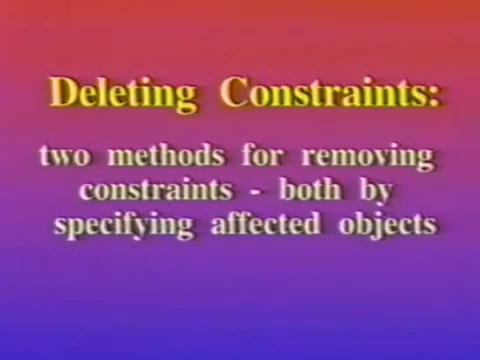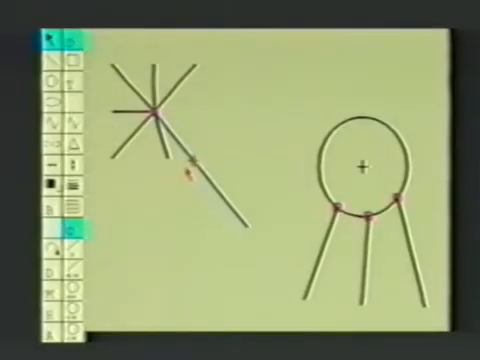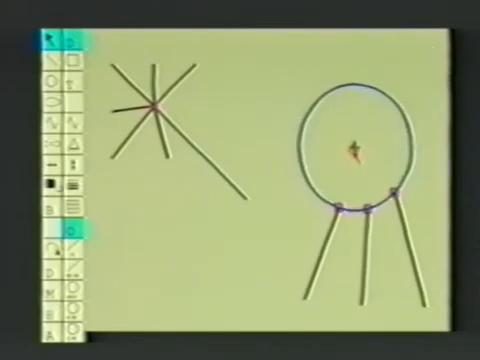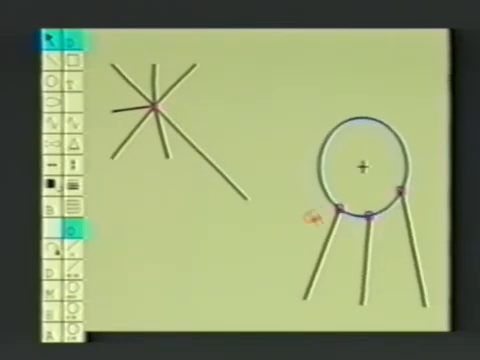Briar provides two methods for deleting constraints. For both, the user specifies the affected objects, not the constraints themselves. When a point is grabbed, holding down a modifier key causes it to be ripped out. All constraints on it are removed.